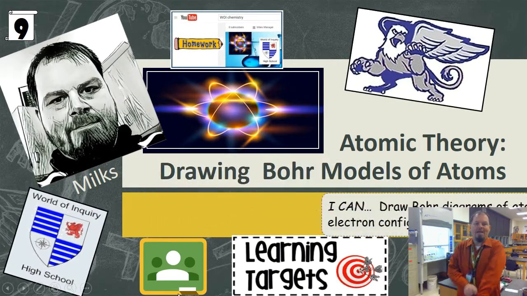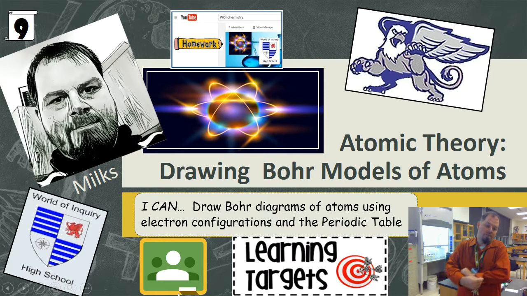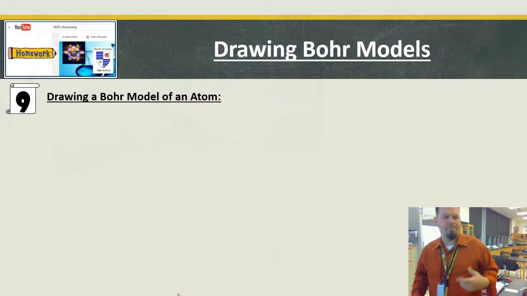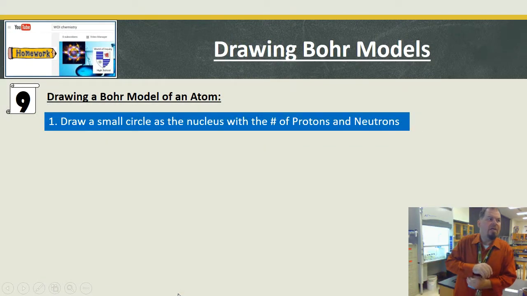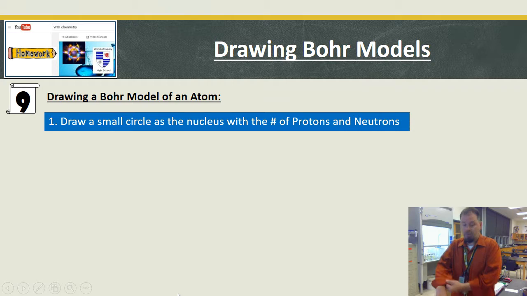Video number 9. Today we are going to draw Bohr diagrams. Bohr diagrams are like that planetary model, and they give us a map of the entire atom. Next lecture we will do just Lewis dots, which will be a shortcut.